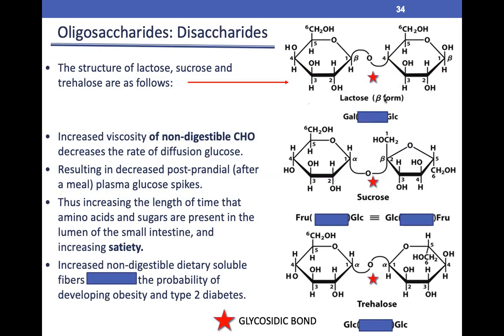Okay, so now I want everyone to practice naming bonds. So I'm going to tell you that this is galactose, this one at the left over here, and this one at the right is glucose. How can I name this bond?